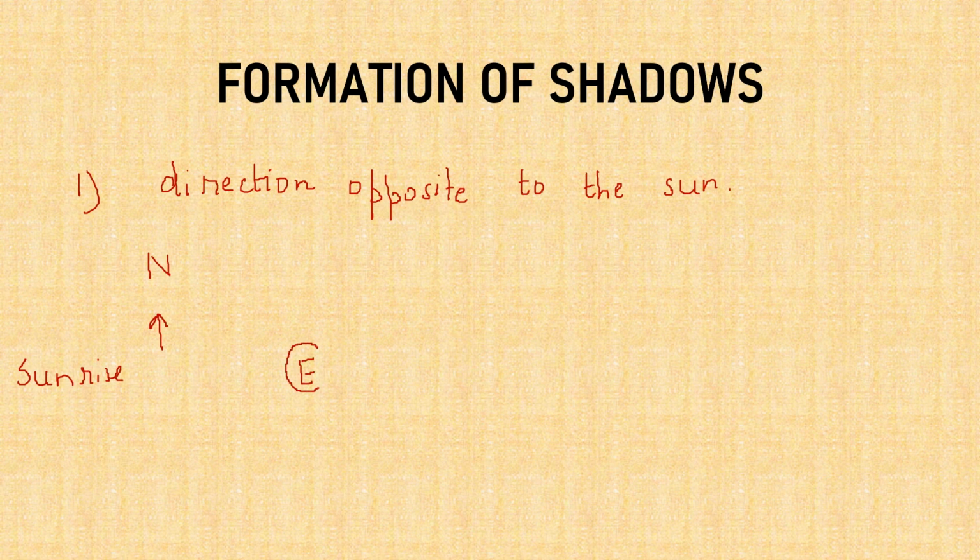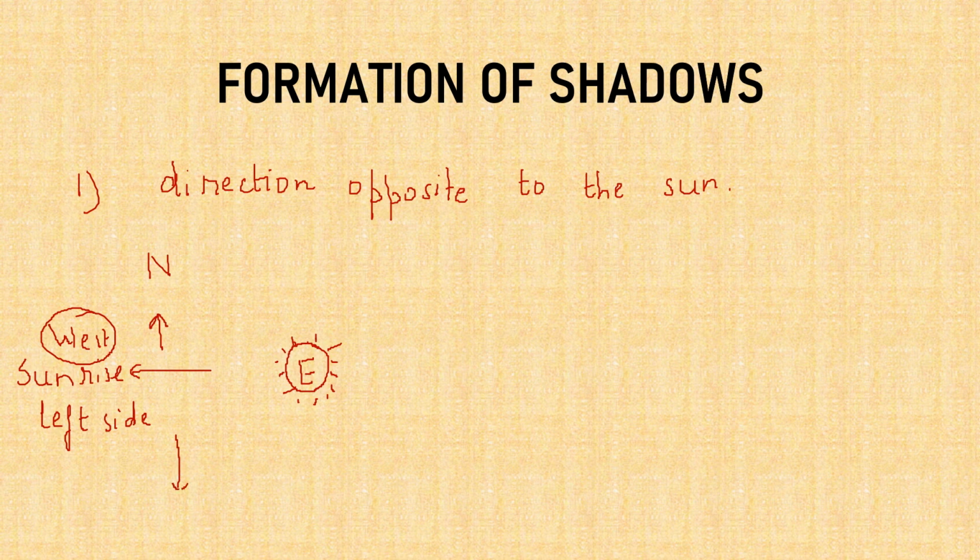So this is the position of the sun at sunrise. And if the person is standing facing the north, the shadow will be formed on the opposite side. That means the shadow will be formed towards the west. As simple as that. And if we talk about the direction, the shadow will be formed towards the left side of the person.